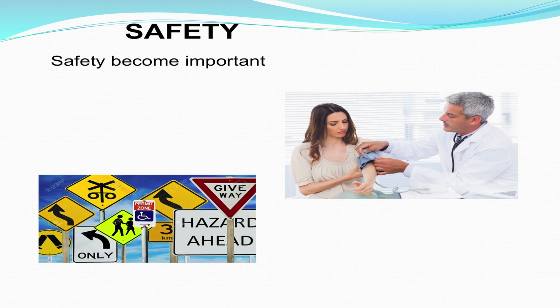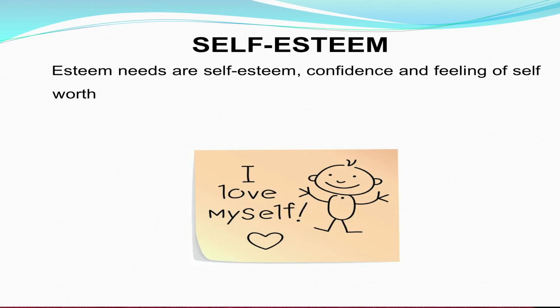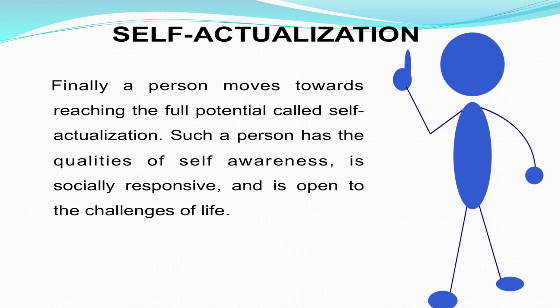Once these needs are met, then safety becomes important, followed by need to belong and to love and to be loved. If we succeed in satisfying the mentioned needs, then we feel the need to have self-esteem, confidence, and feeling of self-worth. Next comes the cognitive needs, which include need for knowledge and understanding, followed by need for order and beauty. Finally, a person moves towards reaching the full potential called self-actualization. Such a person has the qualities of self-awareness, is socially responsive, and is open to the challenges of life.